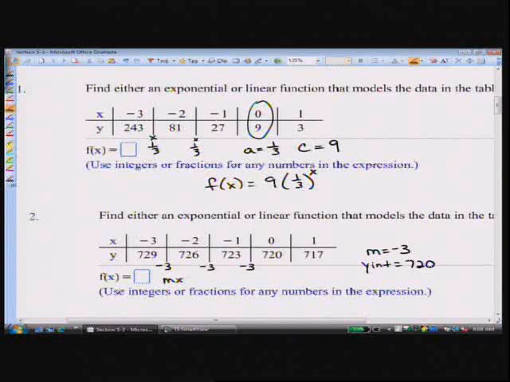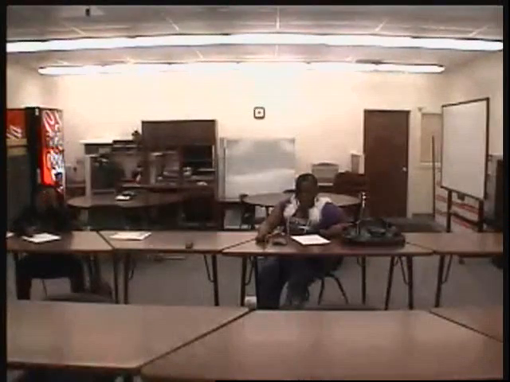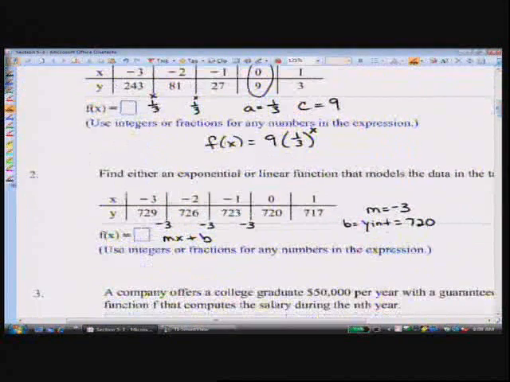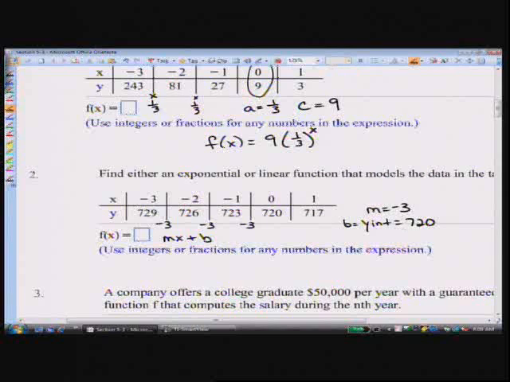I'll help you out. mx plus b. So 720 times negative 3 raised to the x. What's your slope? What did we decide the slope was? 720. Right here, actually the slope is negative 3, that is the change. Yeah, negative 3. So negative 3x plus the y-intercept, which is the 720. Does that make sense? You waking up? Yes. Okay, good job.